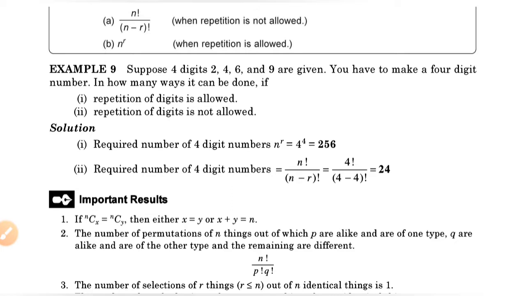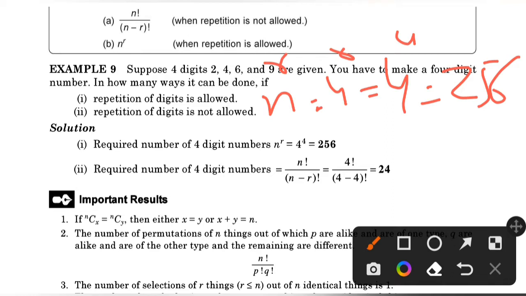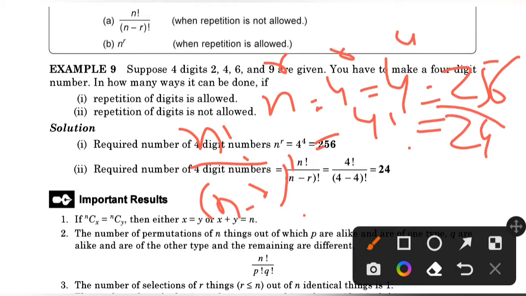There are two cases, if repetition is allowed and if repetition is not allowed. If repetition is allowed, then we use the formula n power r, that is 4 power 4, which equals 256. And if repetition is not allowed, then we use the formula n factorial over n minus r factorial. n factorial is 4 factorial, and n minus r is 4 minus 4, which is 0 factorial, meaning 1. So 4 factorial is equal to 24. So if repetition is not allowed, then using these 4 digits we can make 24 four-digit numbers. And if repetition is allowed, then we can make 256 four-digit numbers using the given 4 digits.